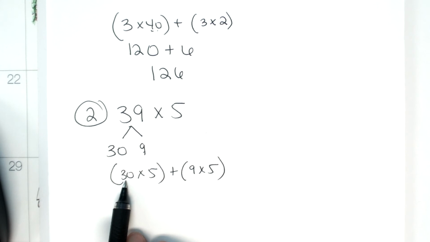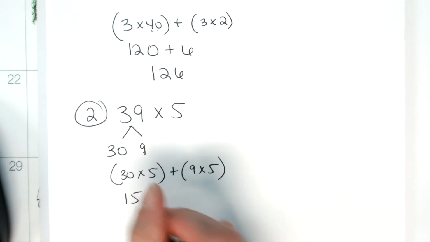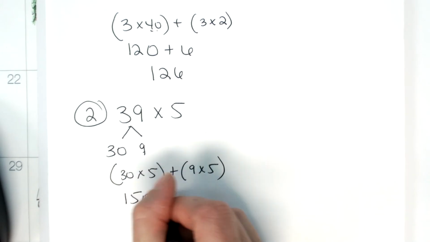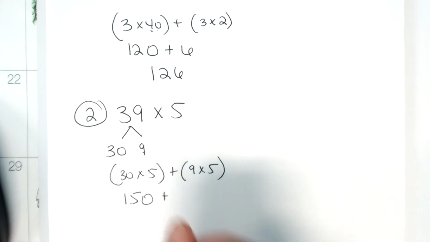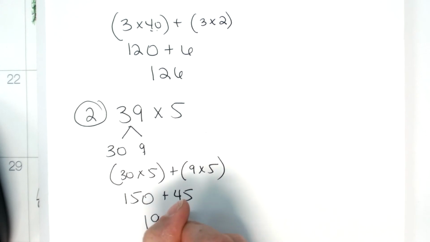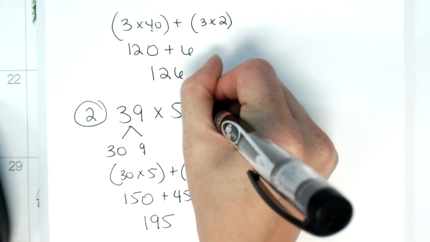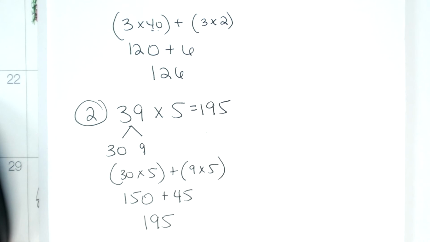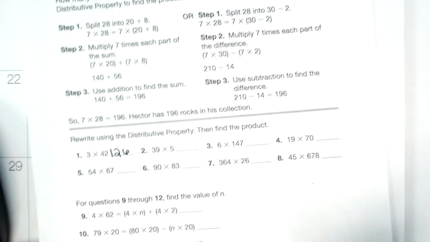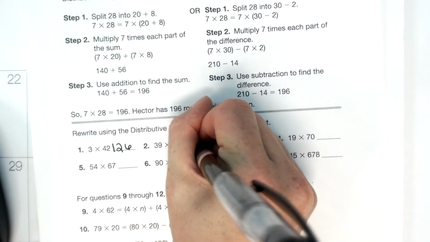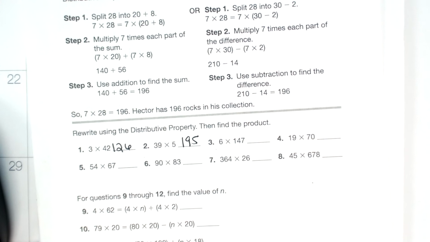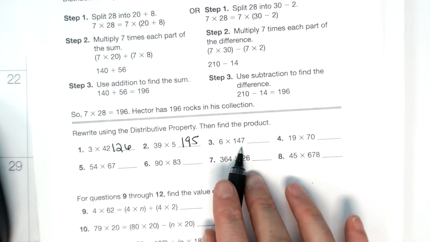Well, 5 times 3 is 15. And 5 times 0 is 0. 9 times 5 is 45. What is 150 plus 45? 195. 39 times 5 is 195.